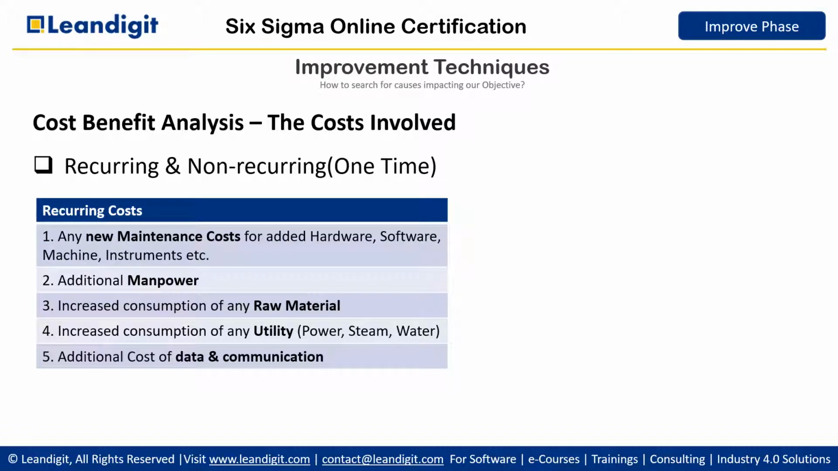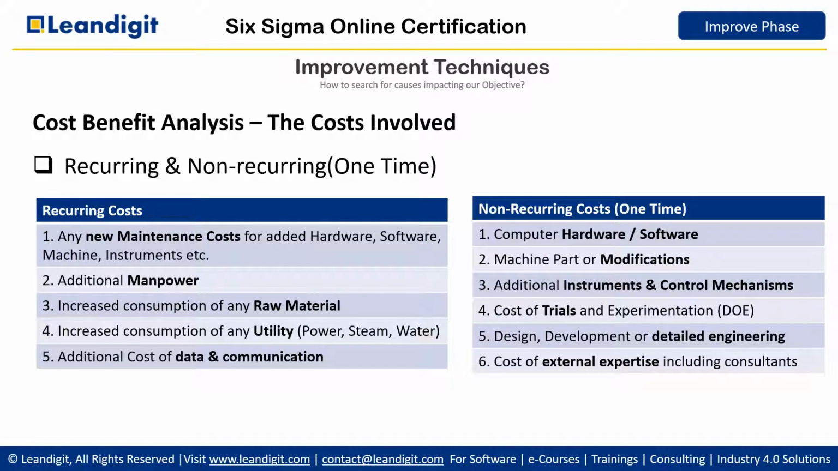The non-recurring cost can be if we buy a computer or hardware or we modify the machines. Modification cost is a one-time cost. Additional instruments or control mechanisms, any trials that we do or any detailed engineering that we need to do or external expertise, all the costs involved in this area are called non-recurring or one-time cost. We need to consider both while we are assessing the benefits of the project.